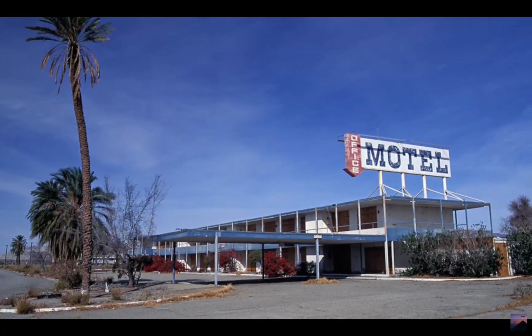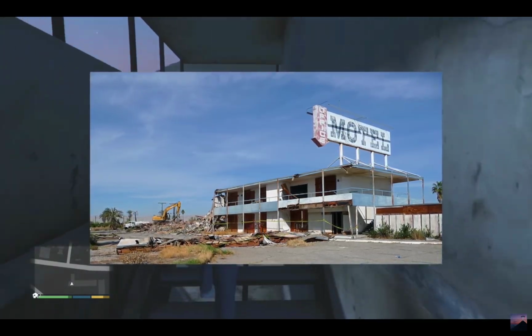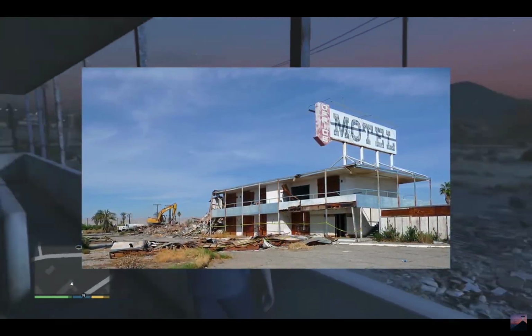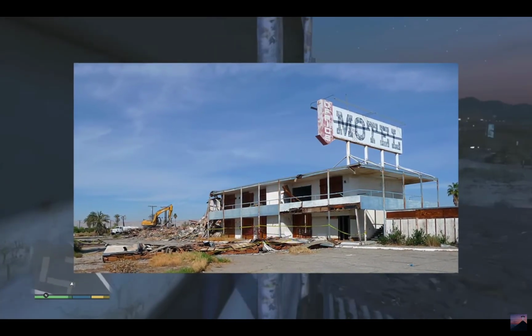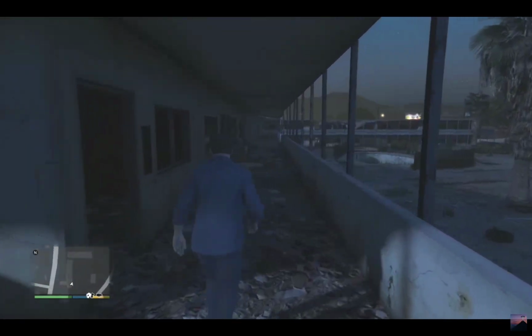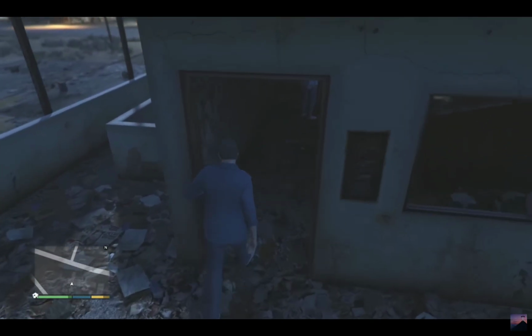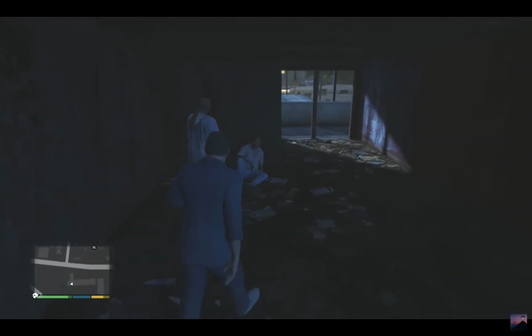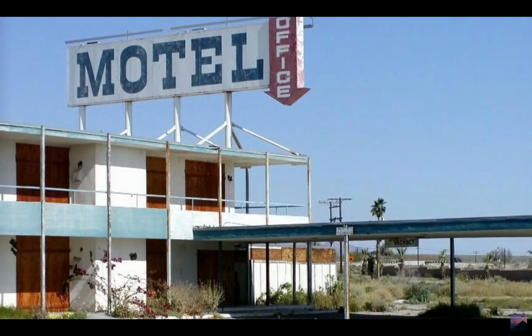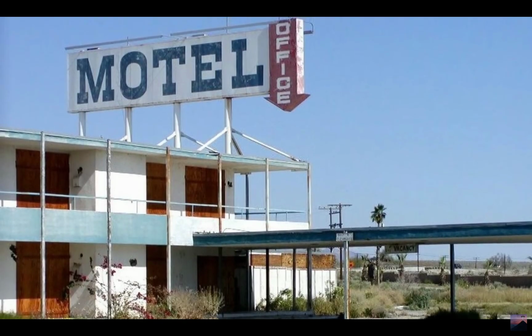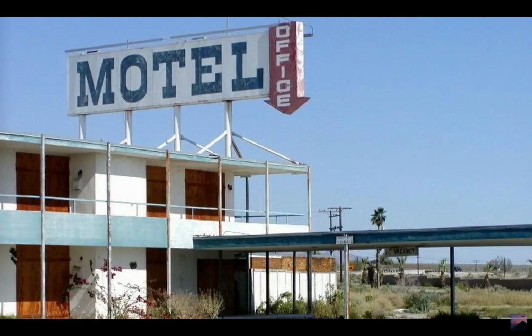Sea. The motel was sadly demolished at the end of 2008, 4 to 5 years before the release of GTA 5. But by 2009, Rockstar had already started developing GTA 5. They'd already sent their scouts out to the Salton Sea into California, and they'd found this motel. And I guess they decided to keep it in the game even after the real-life version was demolished.